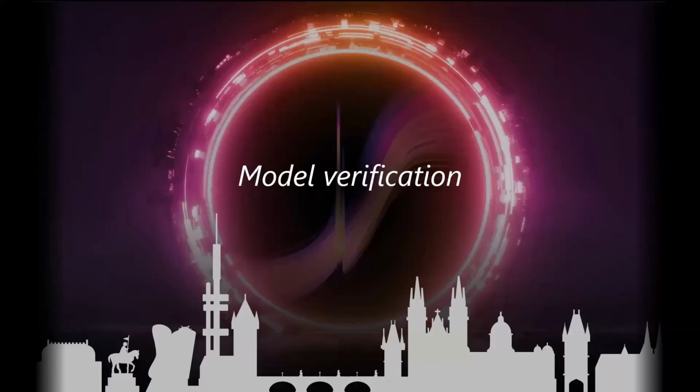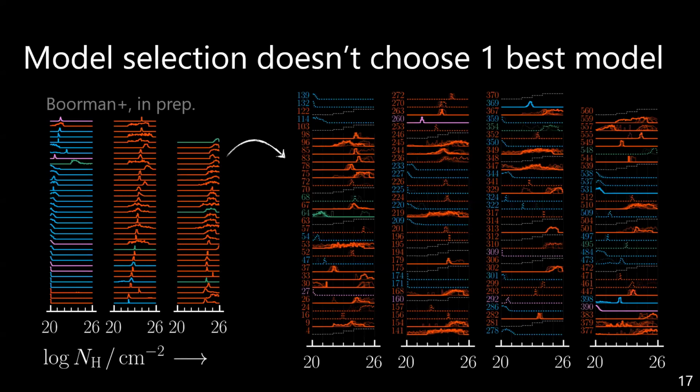Okay, so that's the first two. Then the last theme was model verification. Okay, so this is a very hectic plot, so I'm sorry about that, right? But the left panel is what I showed you earlier, where I basically said that each posterior for every source was just the most preferred model with the model selection, right?